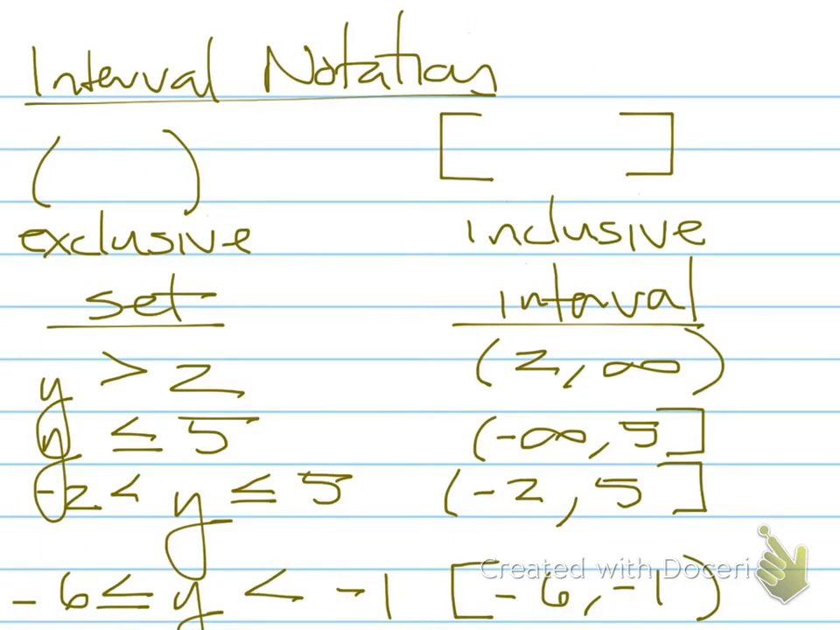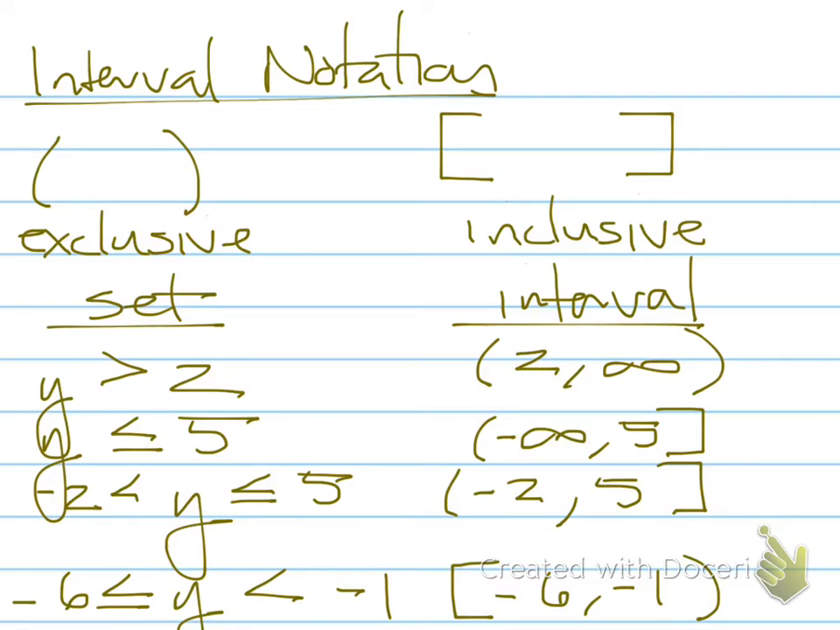A real quick review of interval notation. Parentheses mean that we are excluding the number next to the parenthesis. The brackets mean that we are including the number next to the brackets. So in set notation, if we have y is greater than 2, in interval notation that would be parenthesis, 2, comma, infinity, parenthesis. You should always have parentheses next to infinity symbols. And then the smaller number should always be on the left. The bigger number should always be on the right.